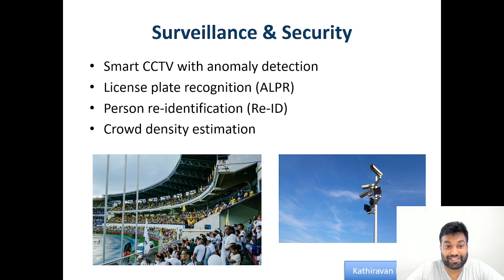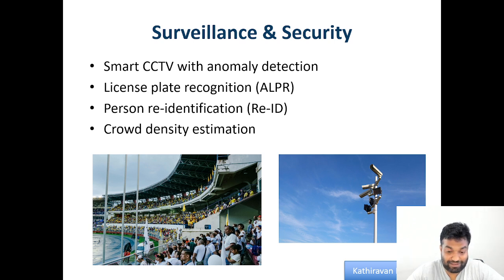Next one is surveillance and security. So you can have smart CCTVs with anomaly detection. If someone is doing something seriously anomalous, then you will be able to find out through the CCTV. You can process the videos and see if any anomalous behaviors are noted in the video or not.